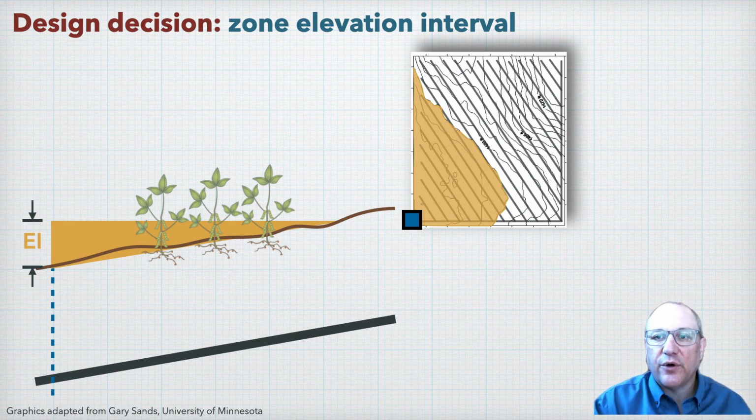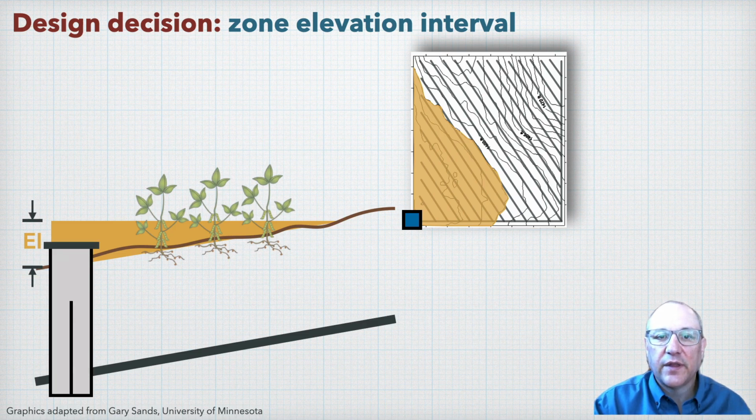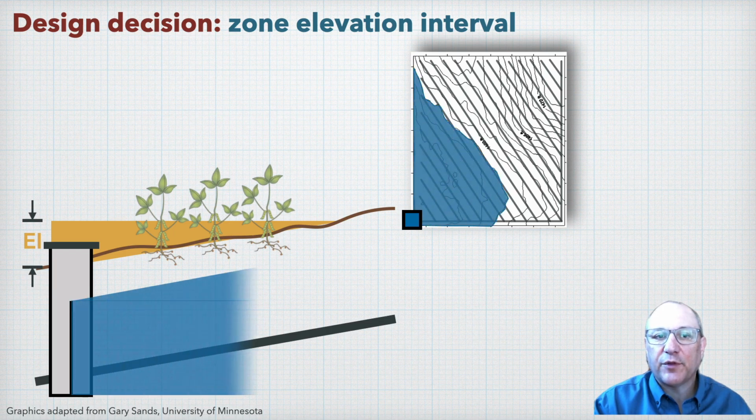The water management zone is then the area between the surface elevation at the control structure and the elevation from adding the zone elevation interval to the control structure elevation. So when we install our control structure and set our stop logs to our desired setting, we might ideally wish that the water table could rise to that desired depth across the entire water management zone.